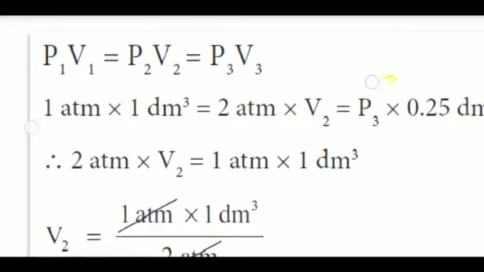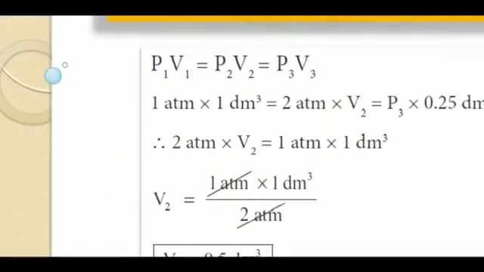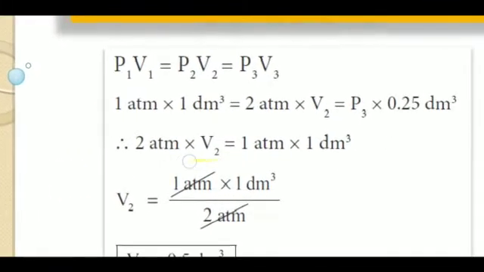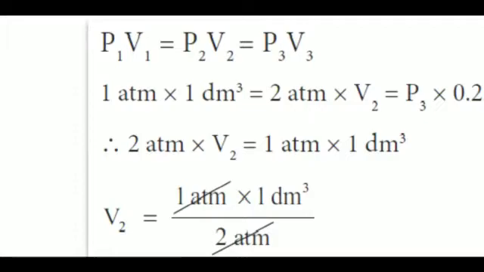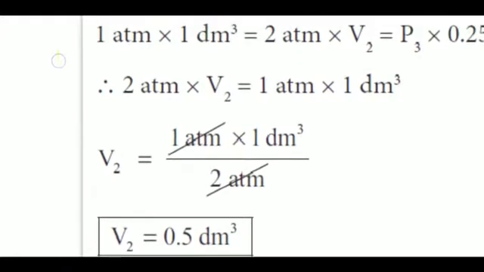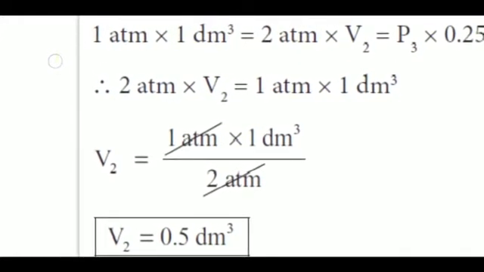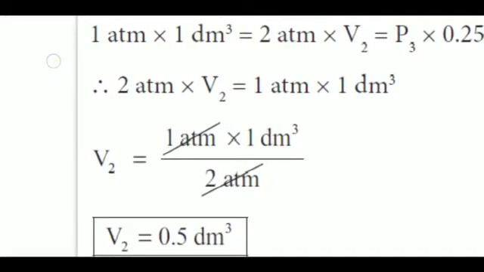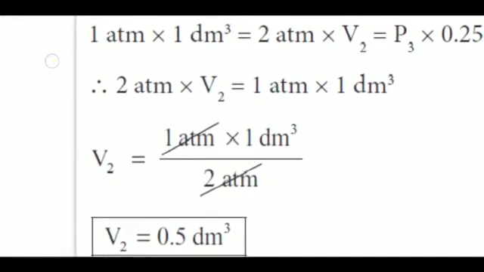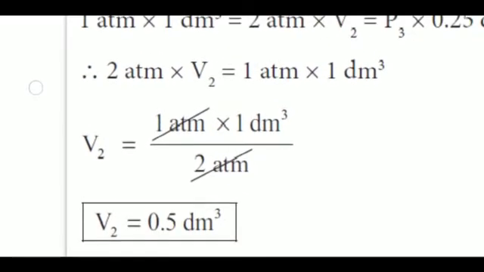Now we pick P1 V1 is equal to P2 V2. So 1 atmosphere into 1 decimeter cube is equal to 2 atmosphere into V2. We need V2, so we bring the rest of the things to the right hand side. So V2 is equal to 1 atmosphere into 1 decimeter cube divided by 2 atmosphere. Then we can cancel 1 atmosphere and 2 atmosphere. So in the denominator we have 2.